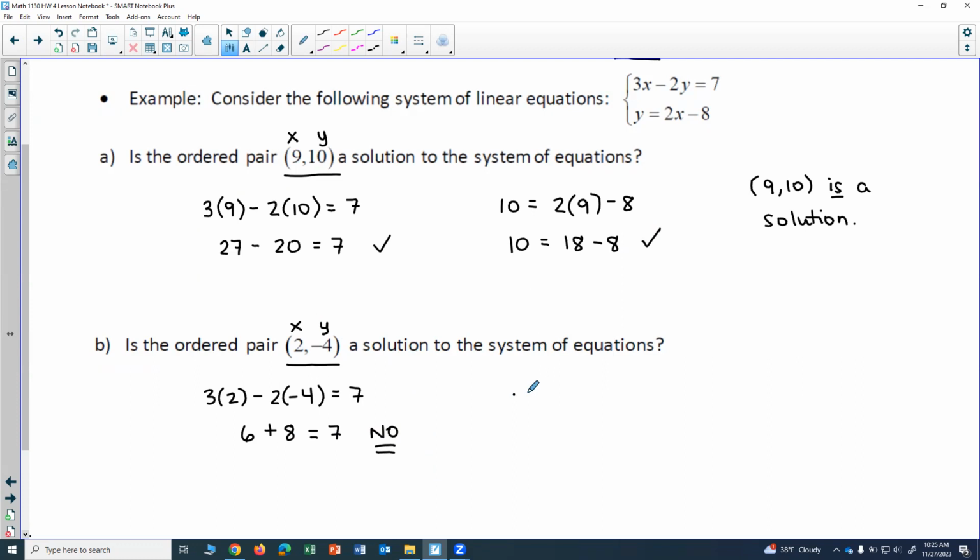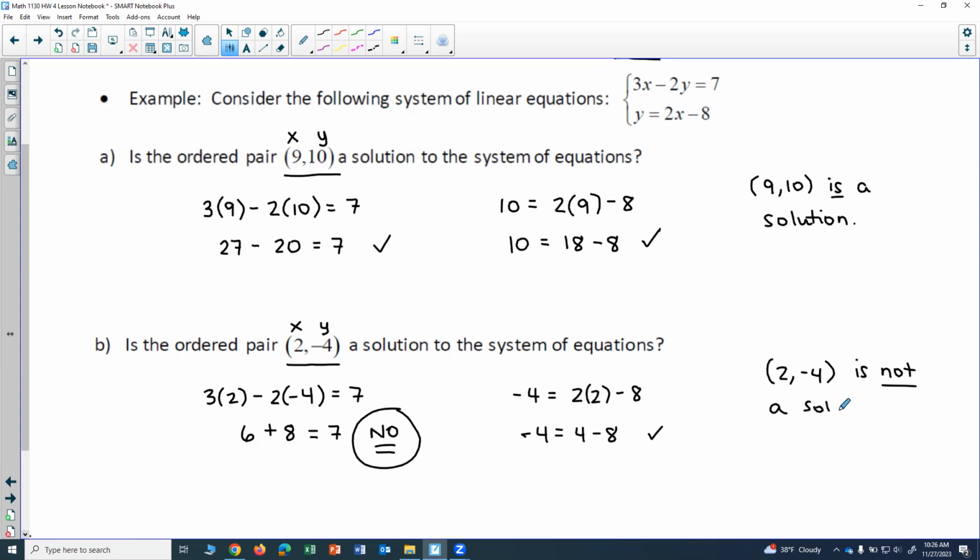Let me show you, though, that it is possible for it to be a solution to one of the equations and not the other. So my second equation, y equals 2x minus 8, I'll have -4 equals 2 times 2 minus 8. So -4 equals 4 minus 8, that one checks out. But because this first one is not satisfied, we would say that 2, -4 is not a solution. It has to satisfy both equations. So even though it was a solution to the second equation, because it was not a solution to the first equation, it was not a solution to the system.